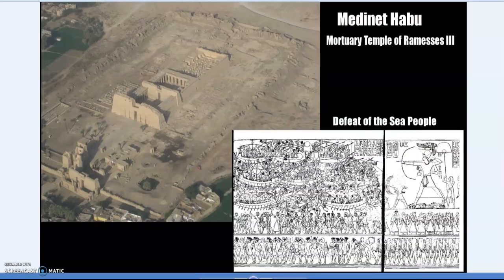Next we have Medinet Habu, Mortuary Temple of Ramses III, where the famous illustration of the defeat of the Sea Peoples is.